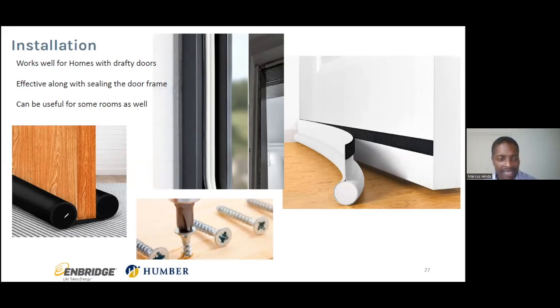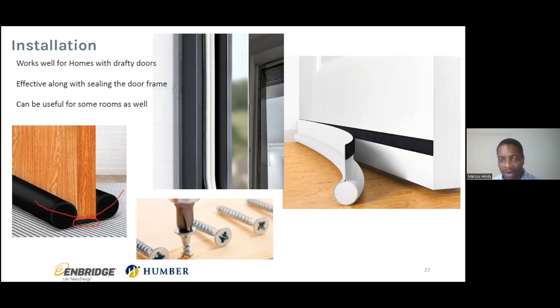On the left-hand side here, what you're seeing is the under-door seal, and that's because a lot of air can come under the door. If you look at this area here, if that seal wasn't there, you'd see how big an area there is that air can get through.